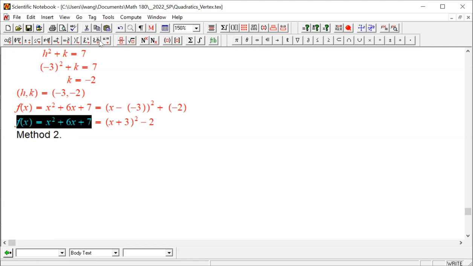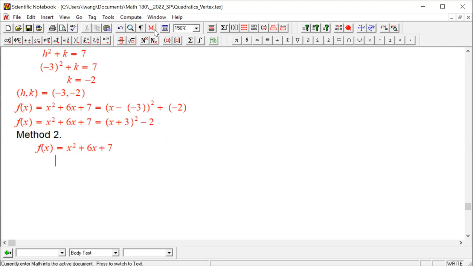For method 2, in our case, this is very commonly talked about. You see this in a lot of literature, textbooks, and you also continue to see this in calculus texts. So we've got x squared plus 6x, and we're going to add something and subtract something. We take the 6 divided by 2 and then square it. And then we have a plus 7.